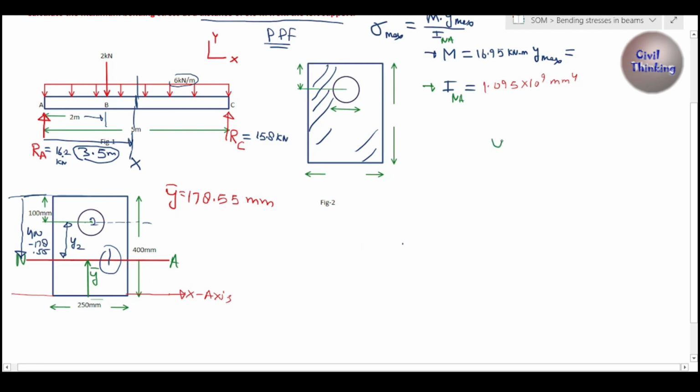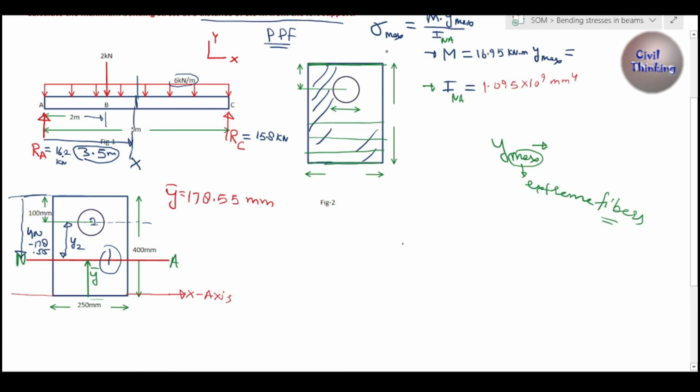Now see, y max, right? It's saying max. Whenever you see max, it means extreme fibers. See, this is the section, right? It has fibers here, it also has fibers here, in all of the area, and it also has fibers at the edges, right? This fiber and this fiber, okay, we call them fibers. Now extreme fibers are this, okay, this is the extreme fiber, and also extreme fiber is this. These two are the extreme fibers.